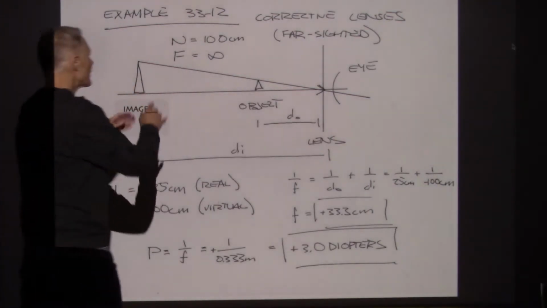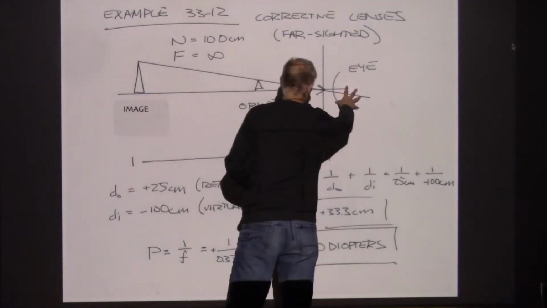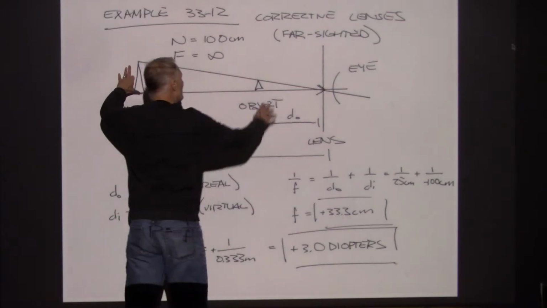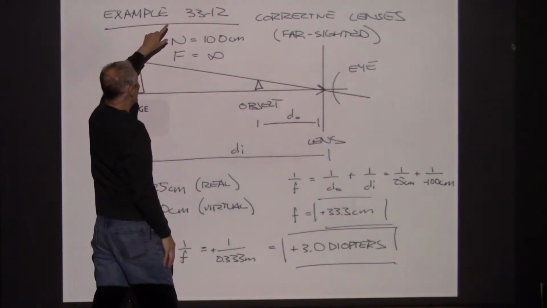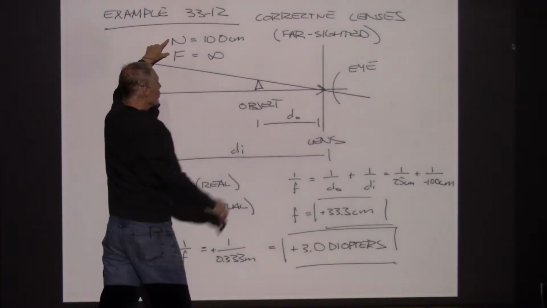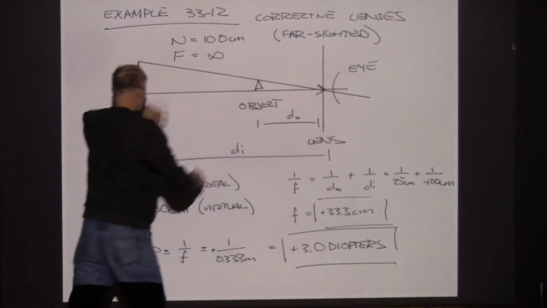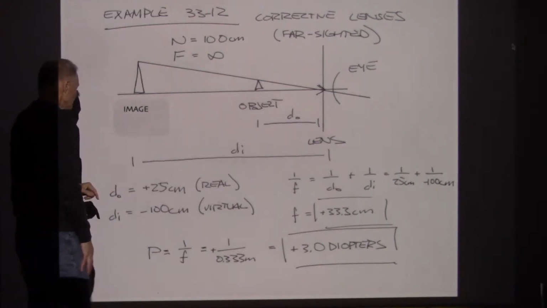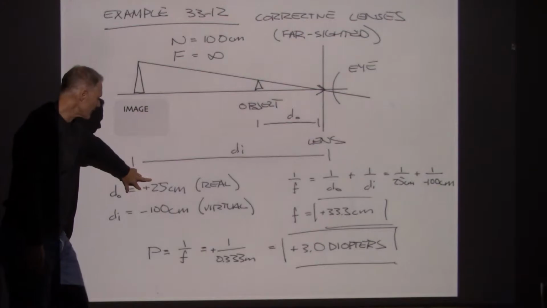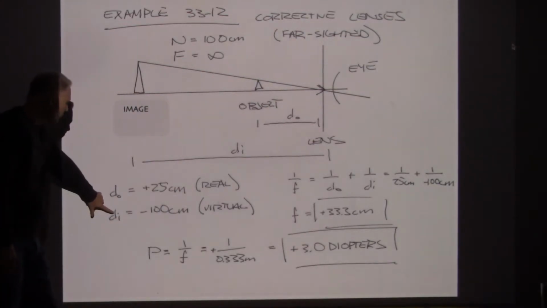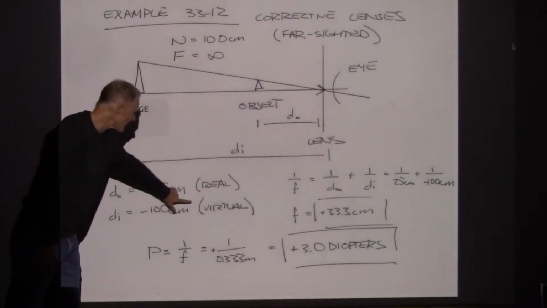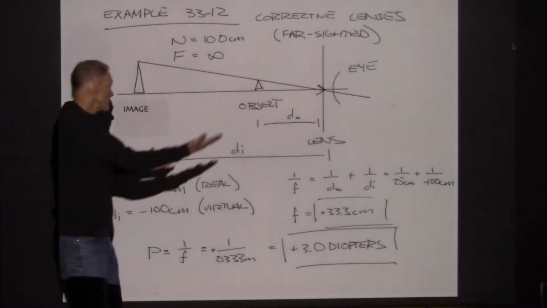So again, this is the very same picture. There's the eye. Here's the lens. Here's where the image ended up. Here is the object. The near point for the patient right now is 100 centimeters. We want to be able to place a real object at 25 centimeters, and we want to be able to have that lens produce an image at negative 100. That's a virtual image. And then I'm going to put the numbers in.